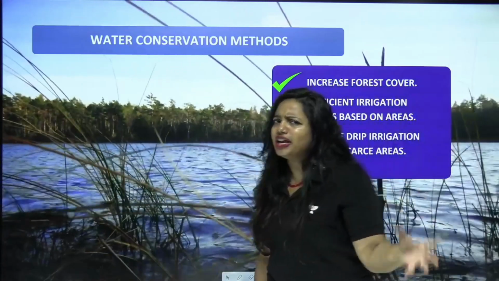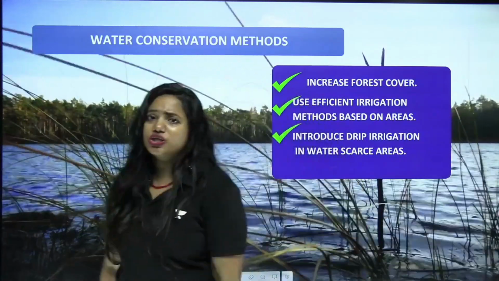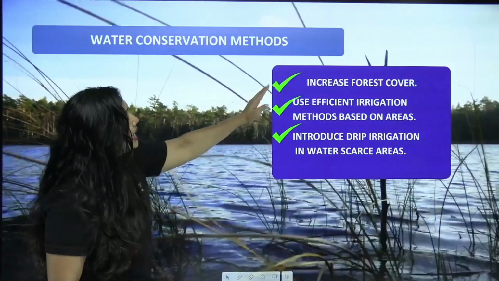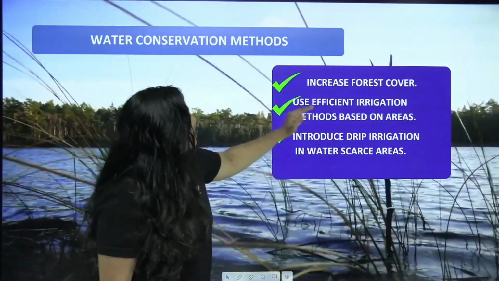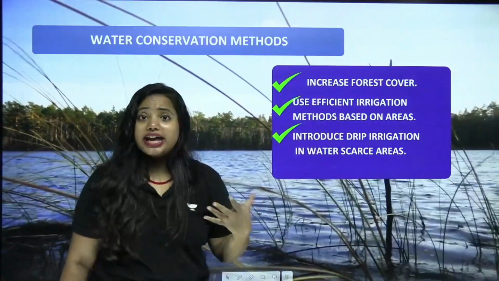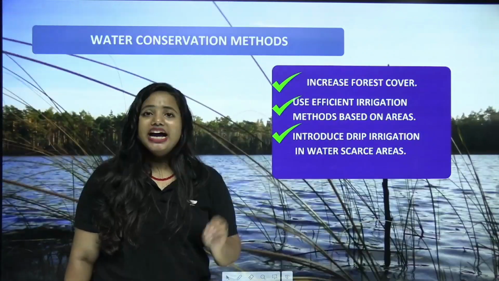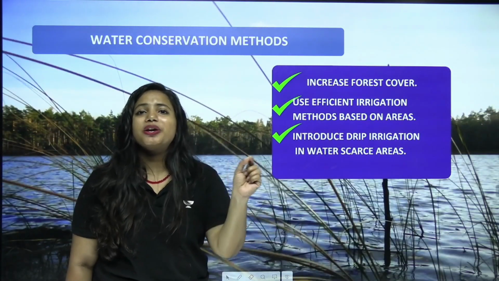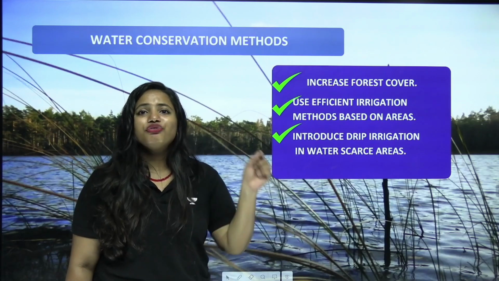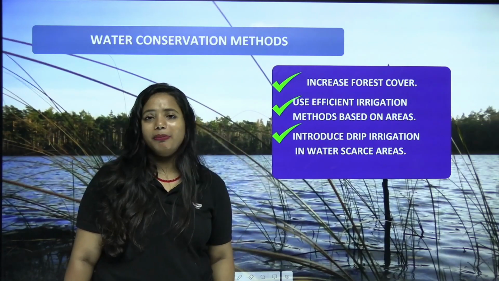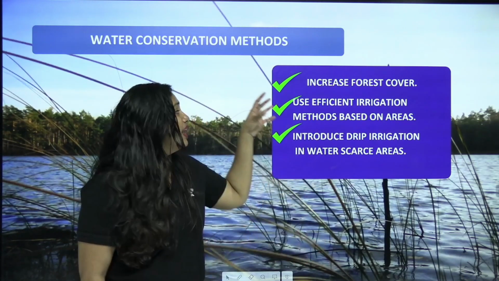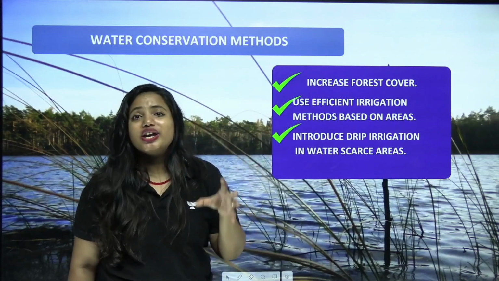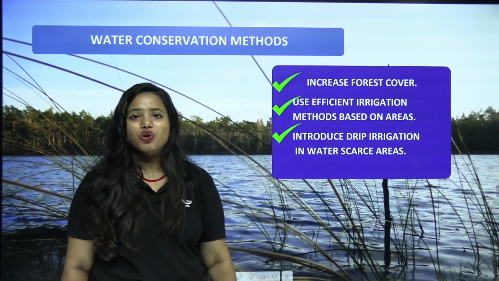But there are many ways in which we can conserve water. What are they? Increase forest cover, use efficient irrigation methods based on areas, for example, sprinkler system. Equal distribution of water can be made with the help of sprinkler system. So instead of pouring a lot of water into the farmland, we can make use of these kinds of efficient methods to reduce the usage of water.